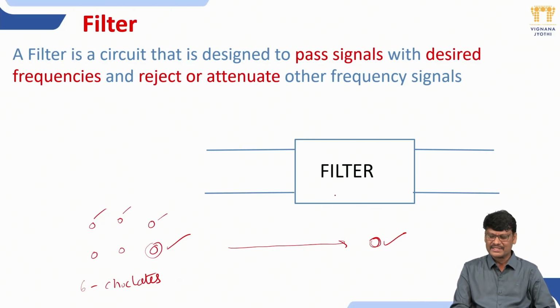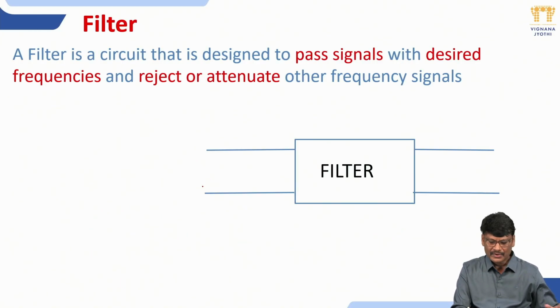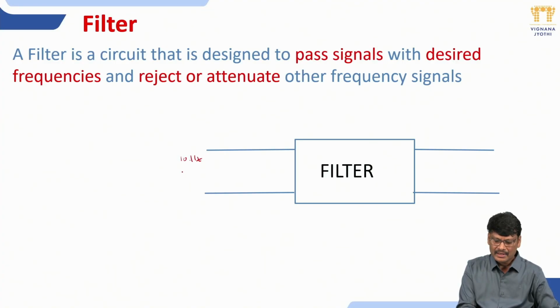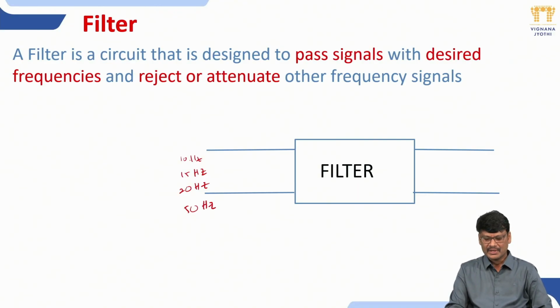Now if you go to this filter circuit, this is the filter. On the input side, we will give some signals here. On the output side, we will be getting some signals here. Just assume that on the input side a 10 Hz frequency signal is available, and a 15 Hz frequency signal, and a 20 Hz frequency signal, and a 50 Hz frequency signal are available. Now on the input side 4 signals are available with different frequencies, multiple frequency signals.